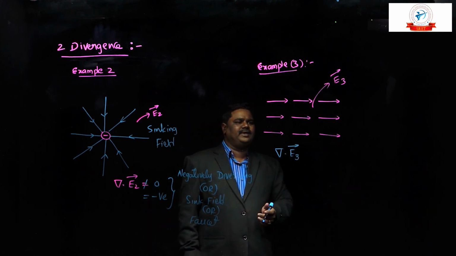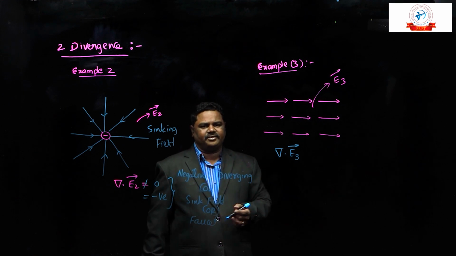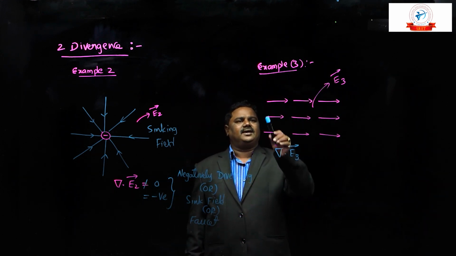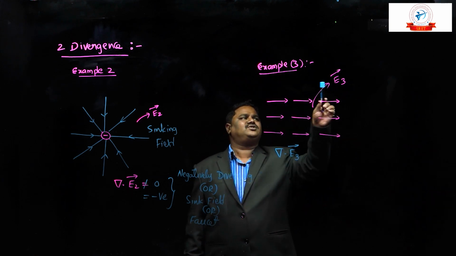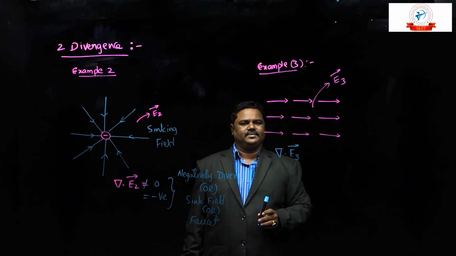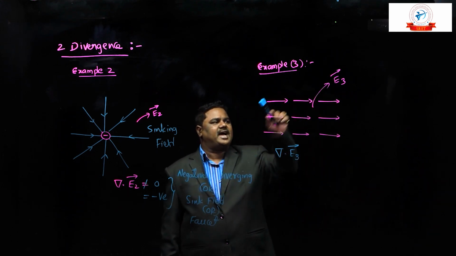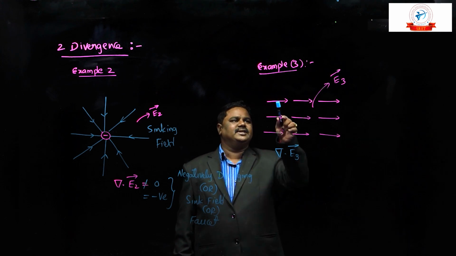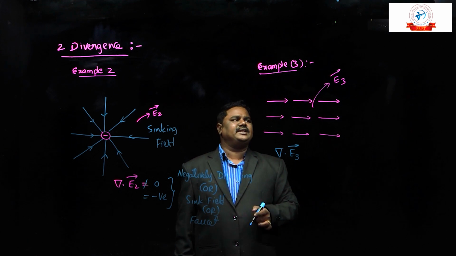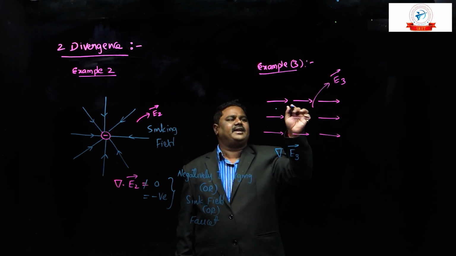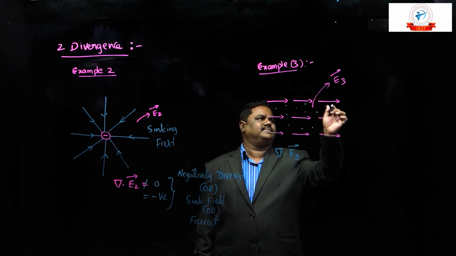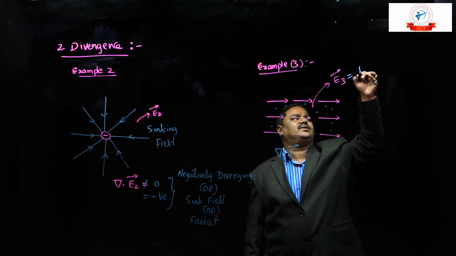Whenever we want to represent a field, we represent it in terms of arrows. The length of the arrow indicates the magnitude of this vector, and the head of the arrow indicates the direction of this vector. Now observe this diagram. In this diagram, I have shown arrows of the same length. All the arrow lengths are the same. That means the magnitude of this E3 bar at every point is the same. Its magnitude is constant.